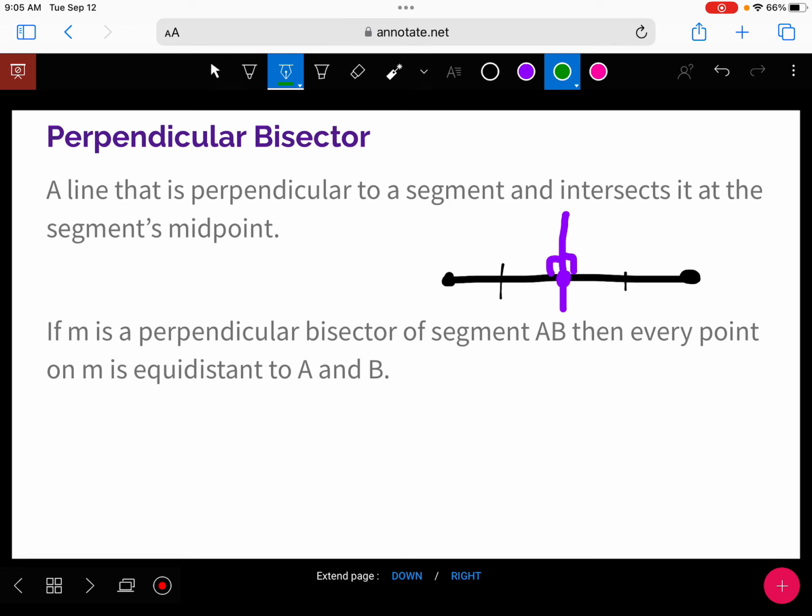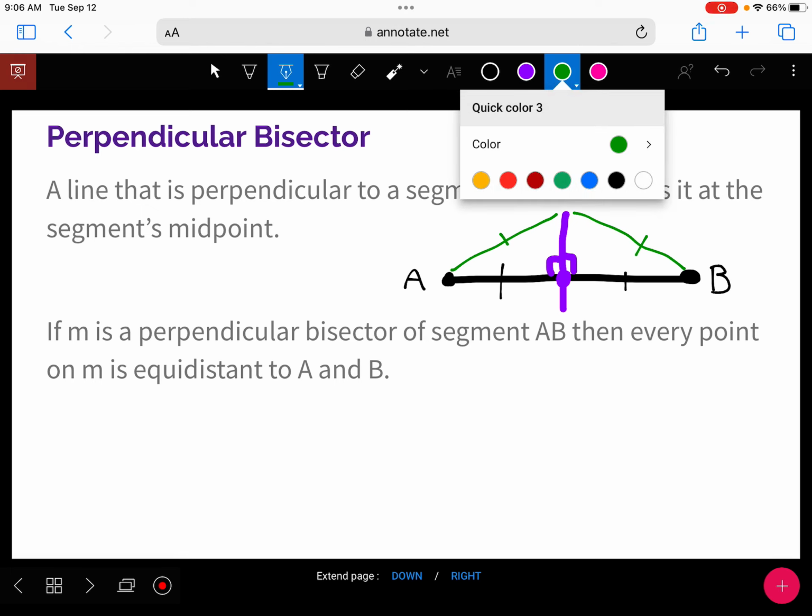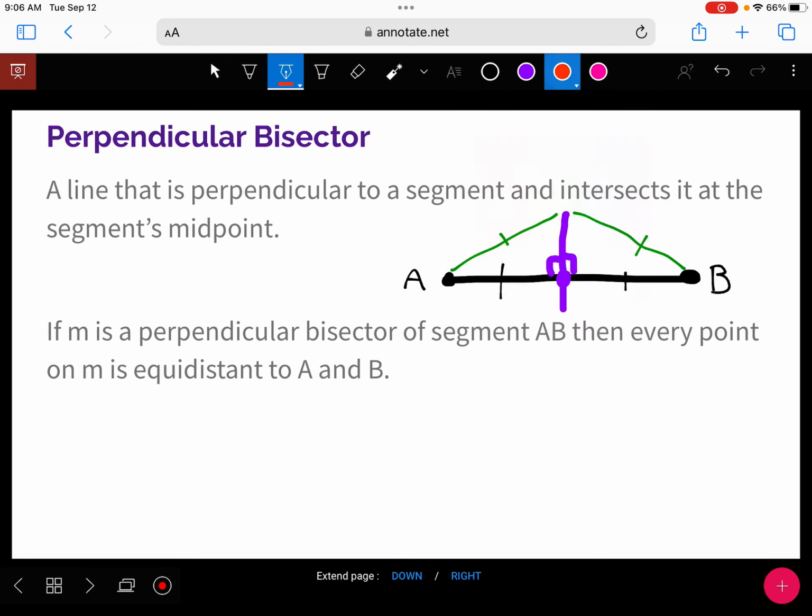So what this is saying is if this is point A and this is point B, any point on our purple line here is the same distance from A and B. No matter which point I pick, I'll get a different color here. If I look at this one, they are equidistant if that is a perpendicular bisector.